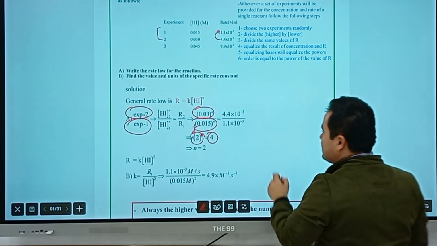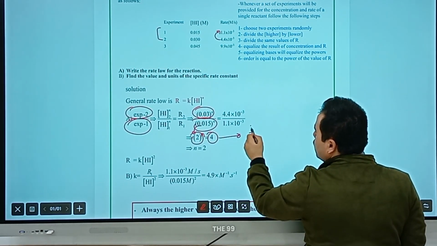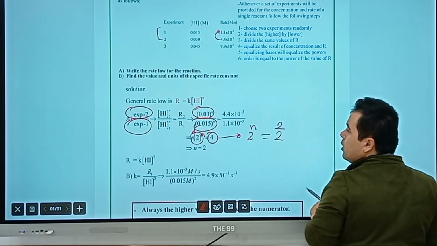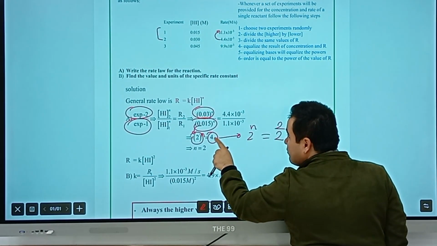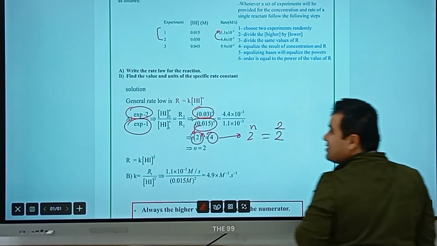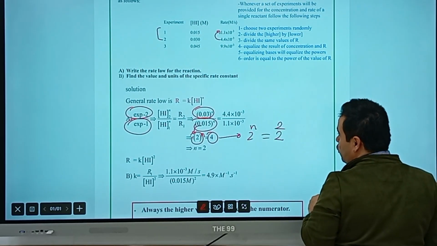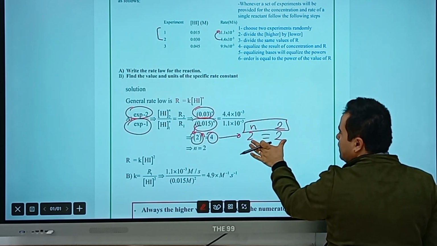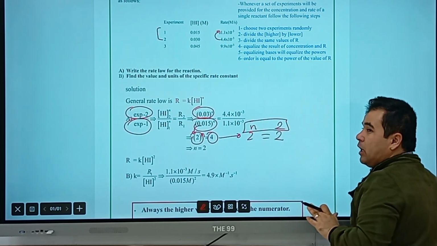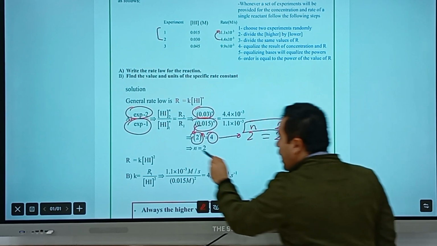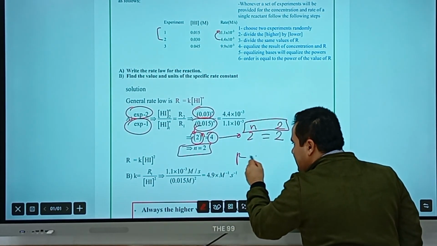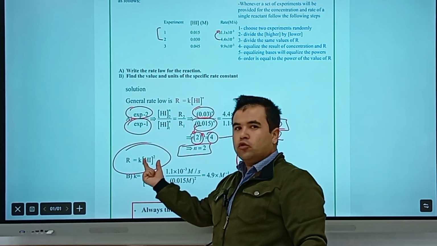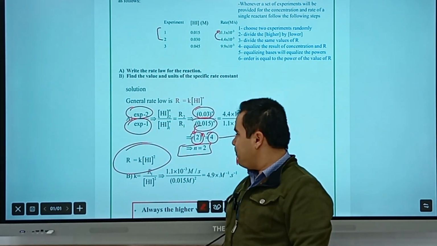How do we equalize the bases? Mathematically, 2 to the power of n equals 2 to the power of 2. So you have to change the result of R to have the same base, and n, the order, is equal to 2. Mathematically, when the bases are equal, the powers are equal. So n is equal to 2, and we write the rate as equal to K times the concentration of HI squared.